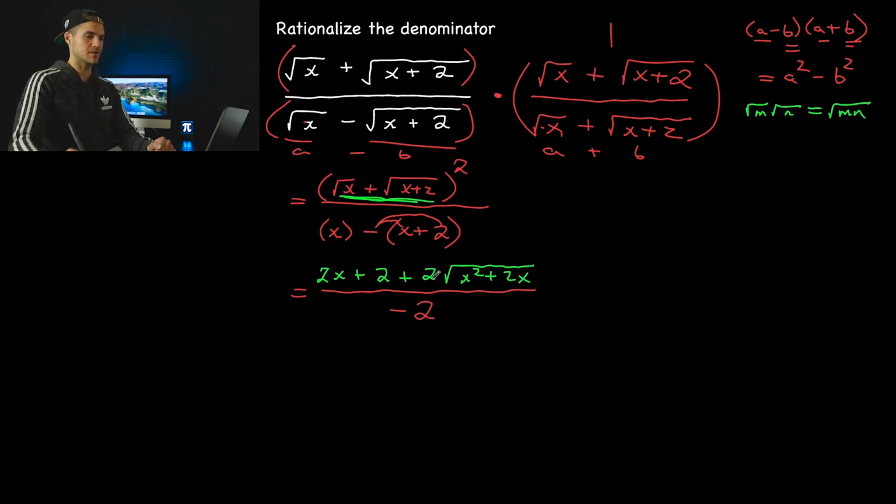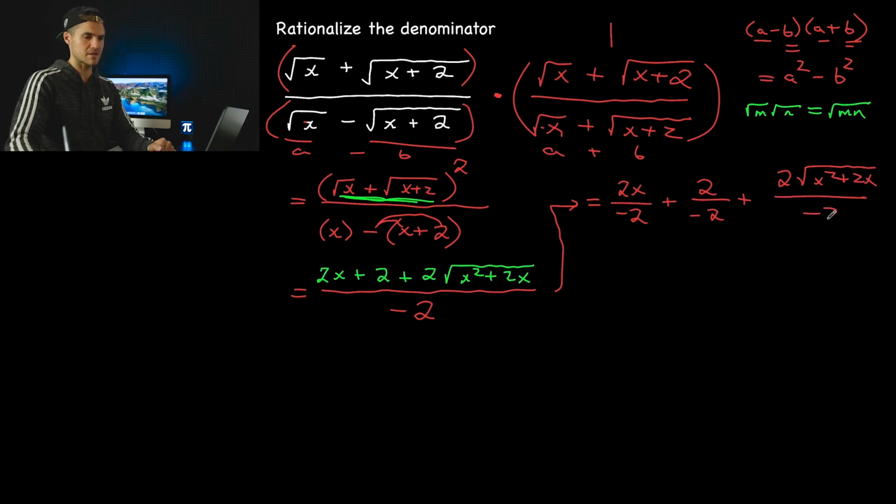At this point, I'm going to split this up into multiple fractions with this denominator of negative 2. So I'm going to take this 2x and divide it by negative 2, 2 divided by negative 2, and then the 2 root x squared plus 2x divided by negative 2, because I noticed that the 2's are going to cancel out. Another way you could think of it is to factor out a 2 in the numerator and then cancel out with this negative 2 at the bottom. There are different ways to simplify this, so whichever way you do it, just make sure you're getting the same answer.